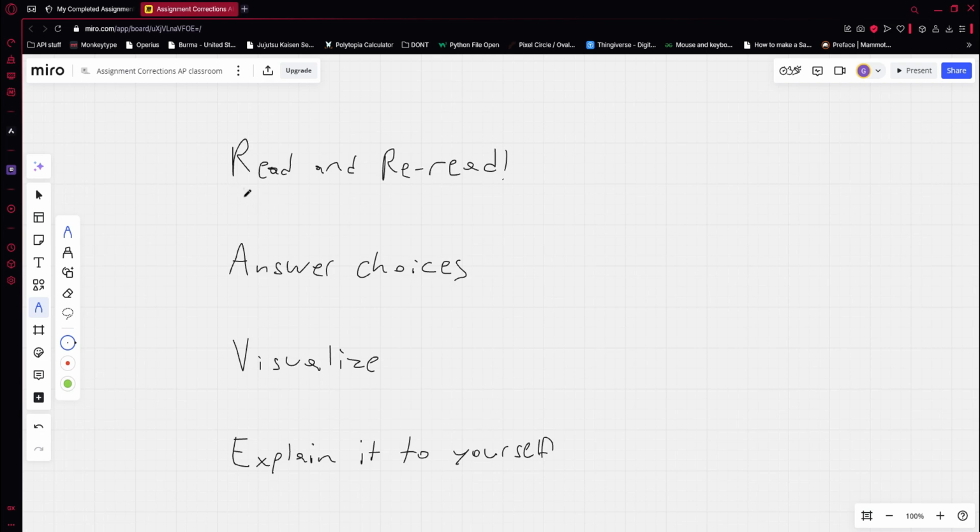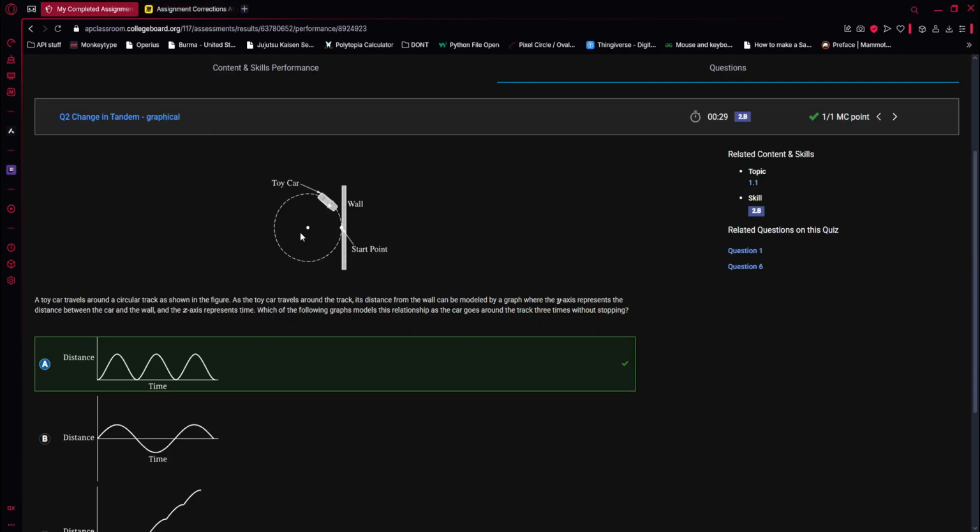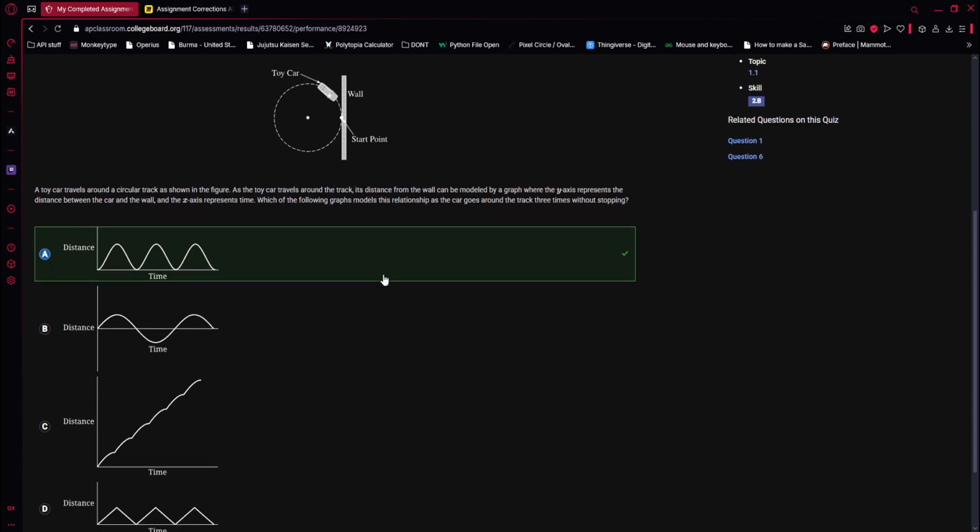So our first step is read and reread, because there's a lot of details in the actual problem question itself that are extremely important to the solution, because if you don't know what you're trying to answer, doesn't matter how many fancy formulas you know, you're going to get it wrong. Second thing to look at is your answer choices. So once you've read and reread this problem and you fully understand it, look at the answer choices.